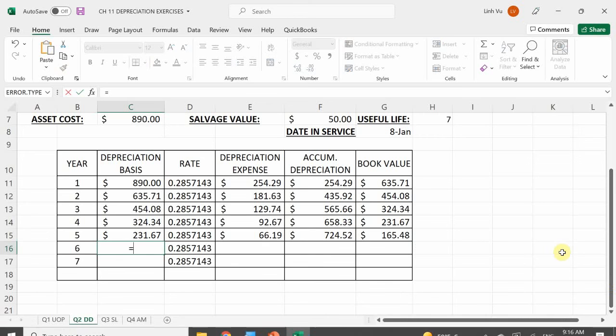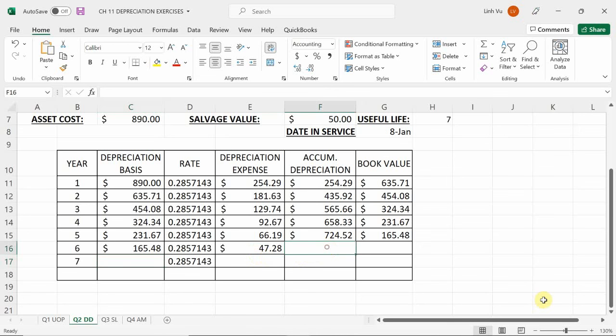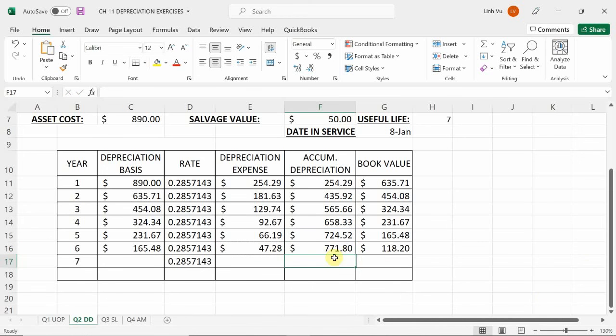Okay, so plug that in there. Oh, I guess my Excel's picking up what I'm doing here. So I got 47.28 for my depreciation expense, which will give me a total accumulated depreciation of 771.80, which brings my book value to 1820. Good.